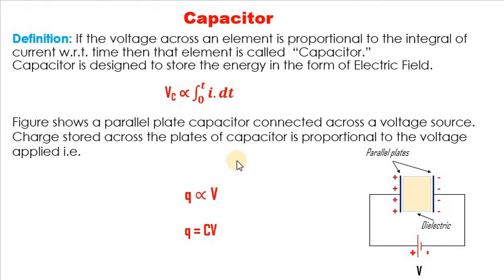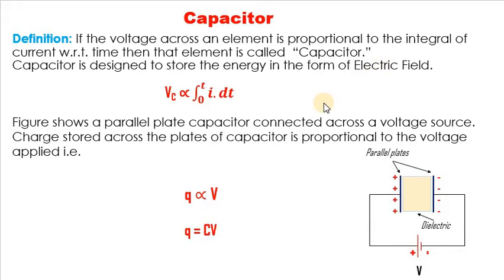If we go by the definition, it says that if the voltage across an element is proportional to the integral of current with respect to time, then that element is called a capacitor. I have already told you that if you want to know what kind of element it is, you always try to see the IV characteristic of that element. So in case of capacitor, the VC here will be proportional to the integration of this current with respect to time, and the capacitor is designed to store the energy in the form of electric field.